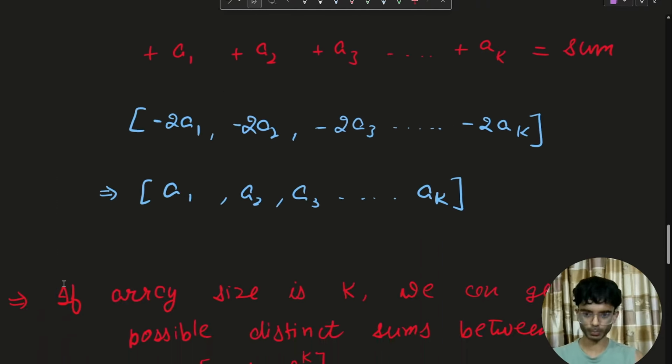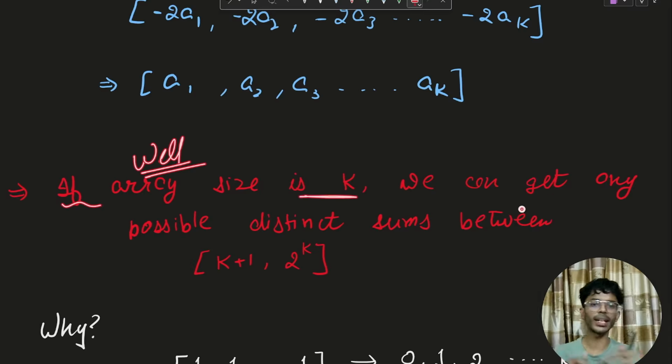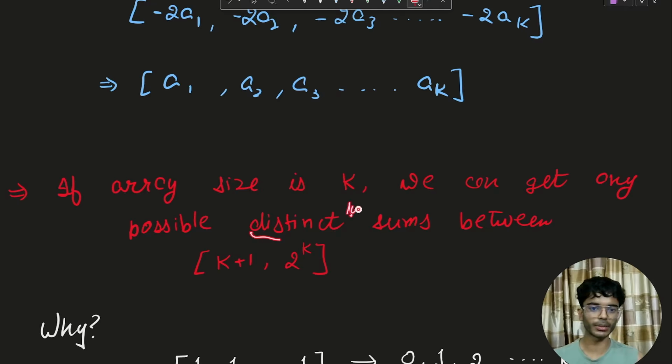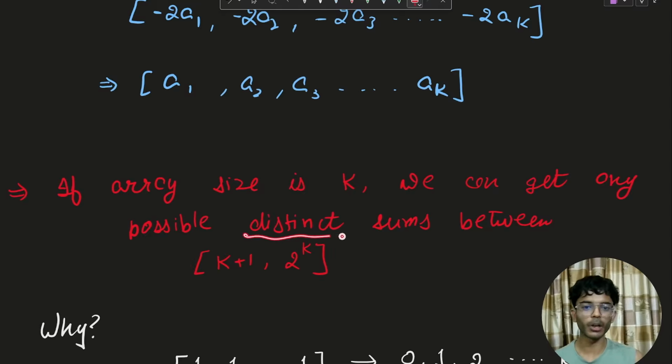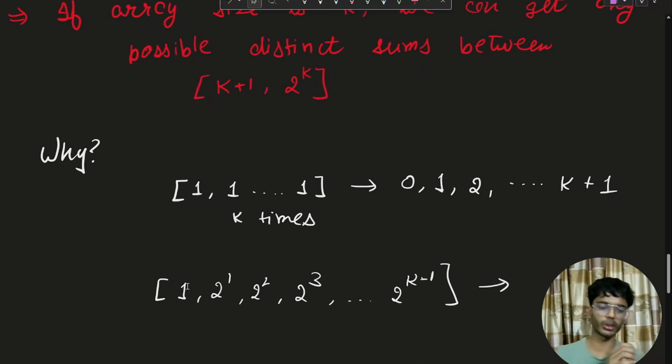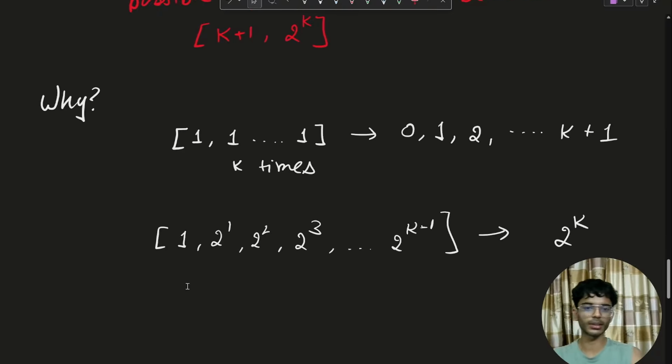How does this help? So this is a very, very well-known property, that is, if an array is of size k, then we can get any number of distinct subset sums between k plus 1 and 2 raised to the power k. So by putting some possible values inside our array, we can always get whatever number in between this we want as the number of distinct sums of all the possible subsets. So why is this true? I'll just give you a brief intuition about it and you can search over the web for the concrete proof.